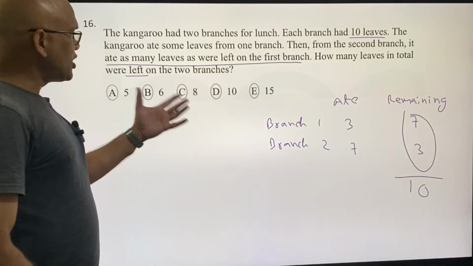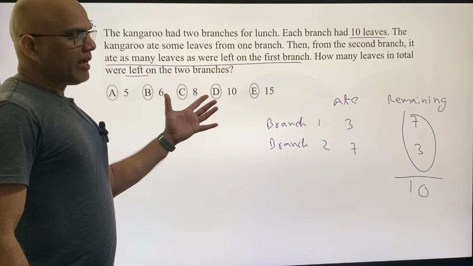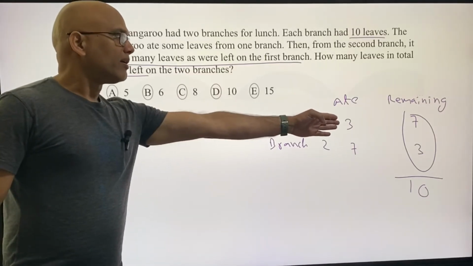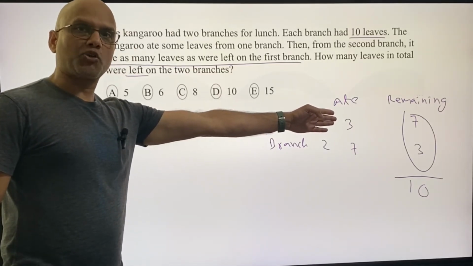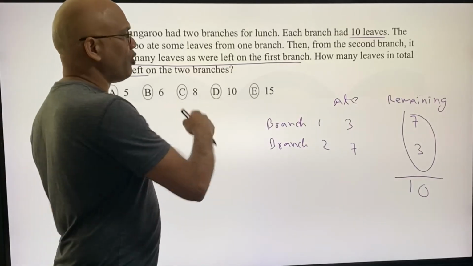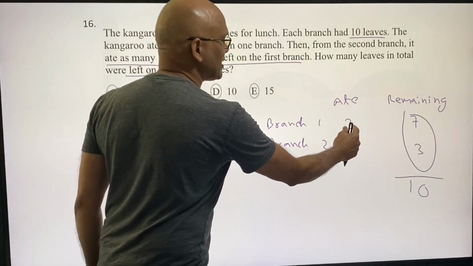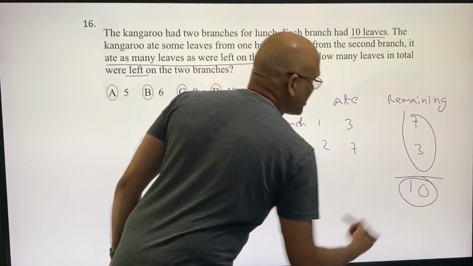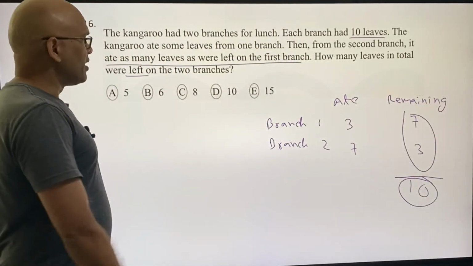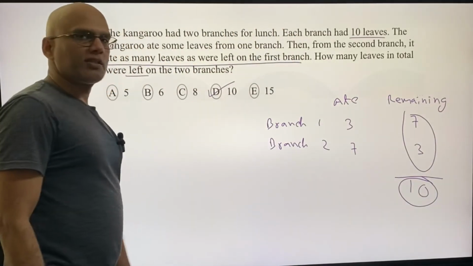Okay. Now this will work with any number you pick here, right? You can definitely try it out and see that no matter what number you pick between 1 and 10, you will always end up with 10 remaining leaves. Then D is the correct choice.